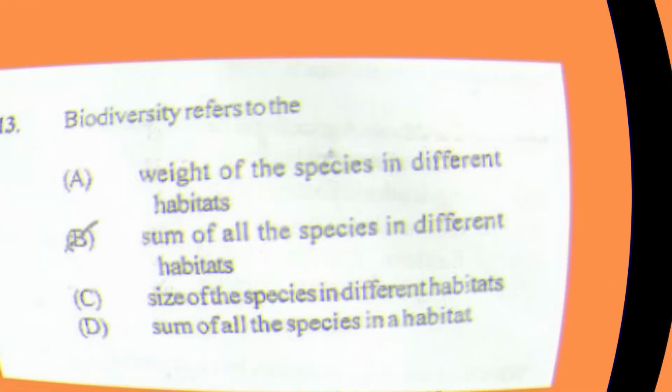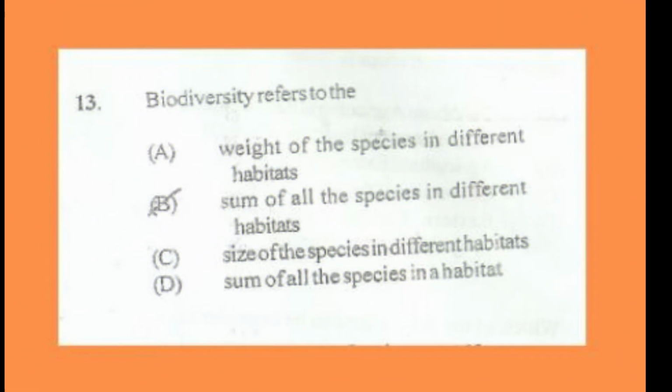Number 13. Biodiversity refers to the A. Weight of the species in different habitats, B. Sum of all the species in different habitats, C. Size of the species in different habitats, D. Sum of all species in a habitat. Now the answer is B. Sum of all the species in different habitats. Of course, bio means living things, diversity means different.